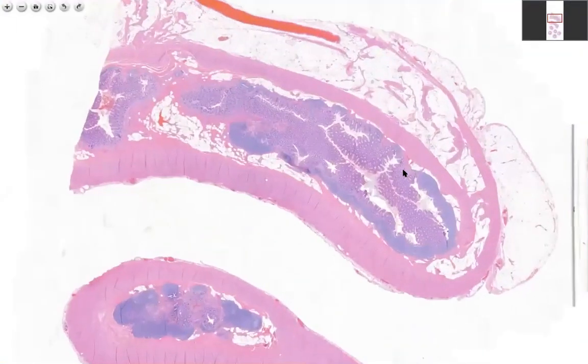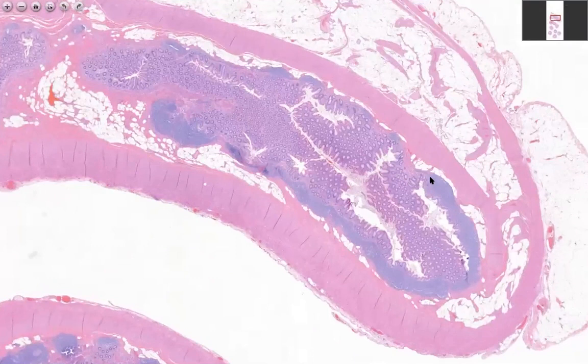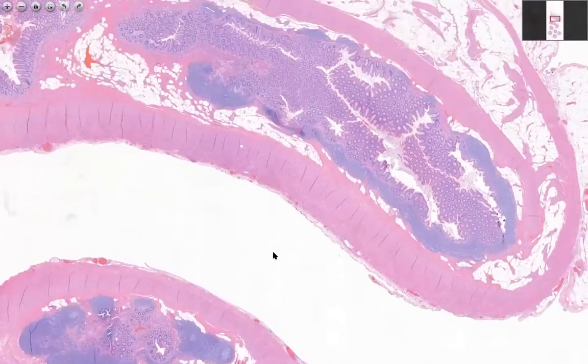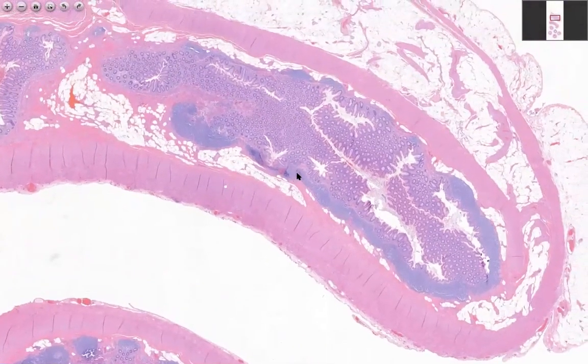So we can take a look at the appendiceal tip, and all the layers of the appendix are the same as elsewhere in the tubular gut, and it looks just like colonic mucosa, except that we see it in a slightly different orientation because of the way it's cut.